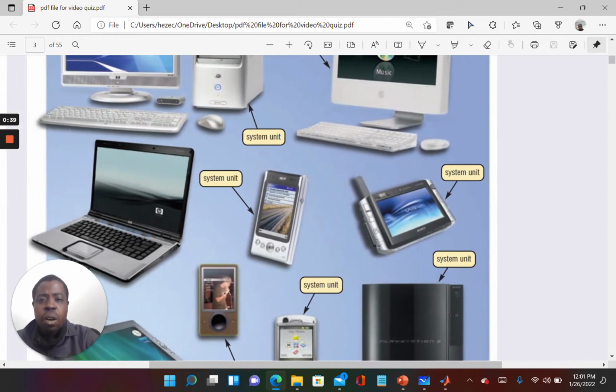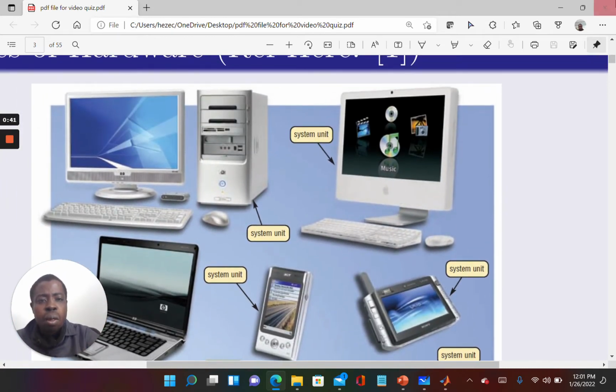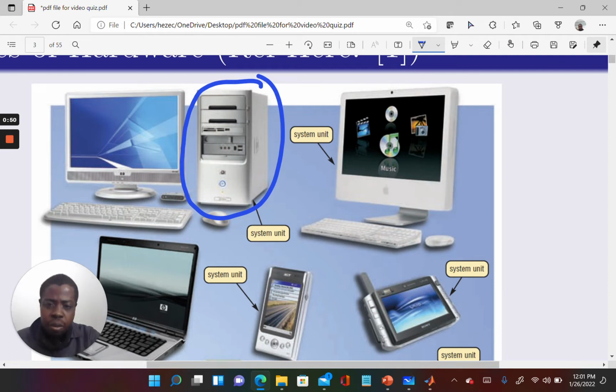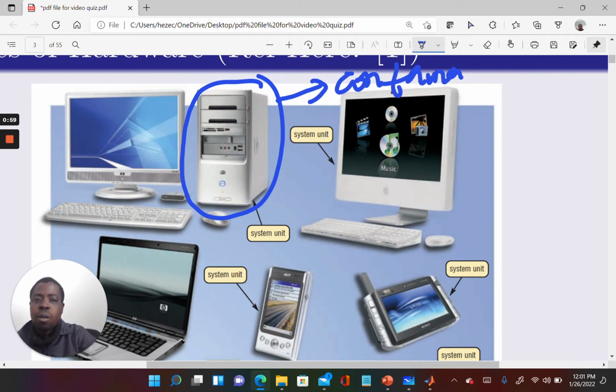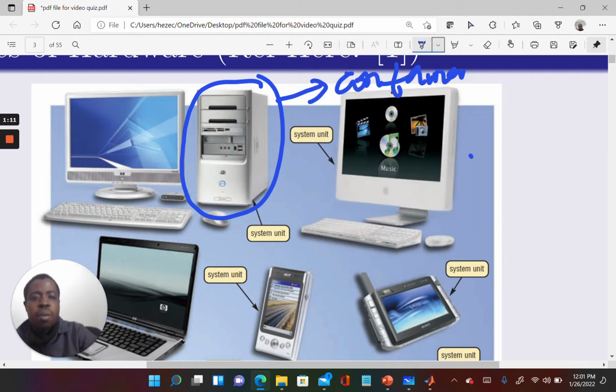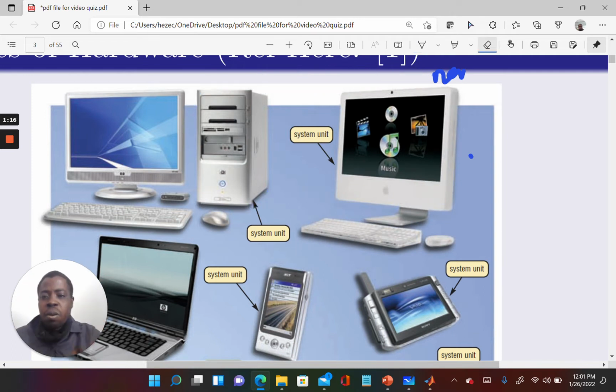So we went over some of this concept, and I told you this is a system unit. System unit is like a casing, like a container. So that's system unit. Like I say, protective case for all the electronics.